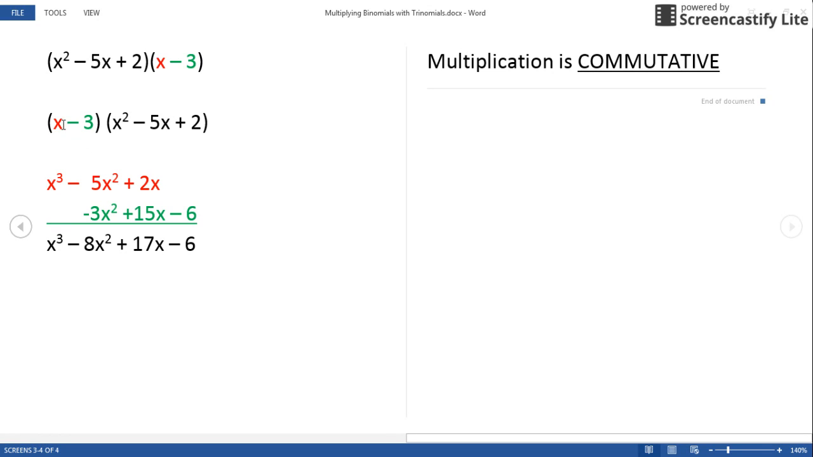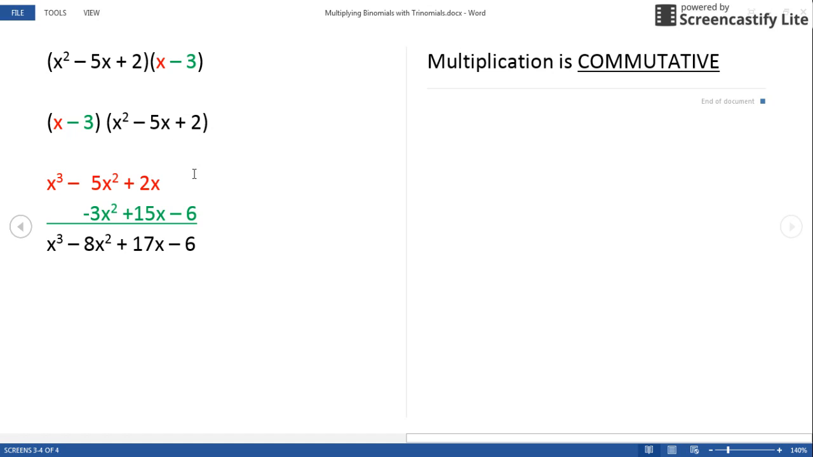Now, just as we did before, let's do x times everything first. X times x squared makes x cubed. X times minus 5x is minus 5x squared, and x times 2 makes 2x.